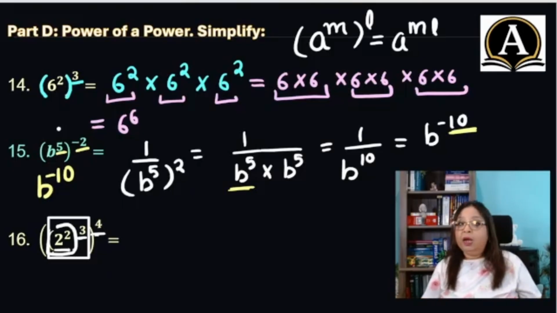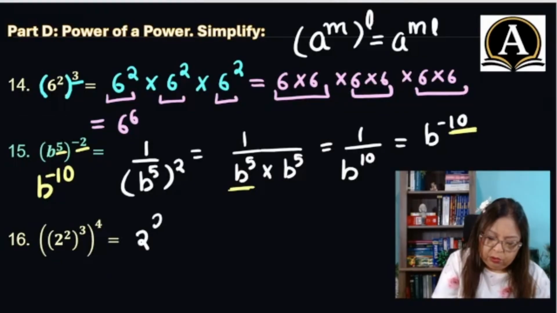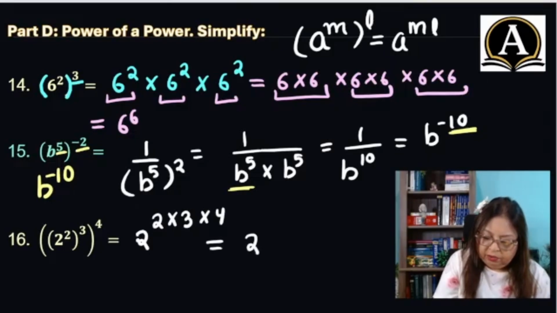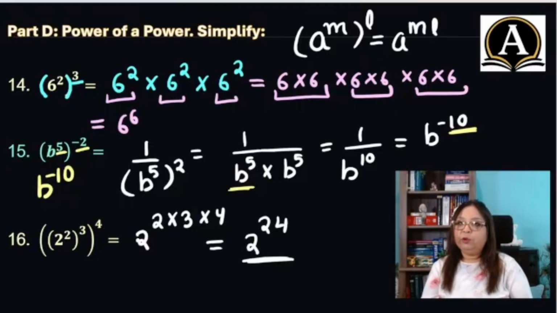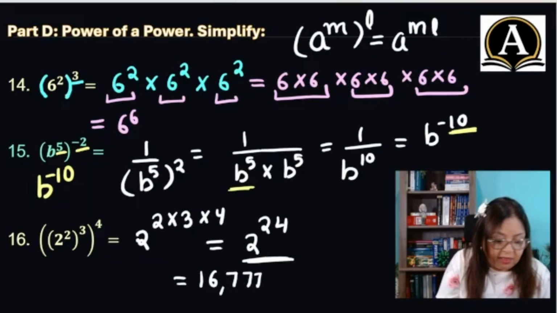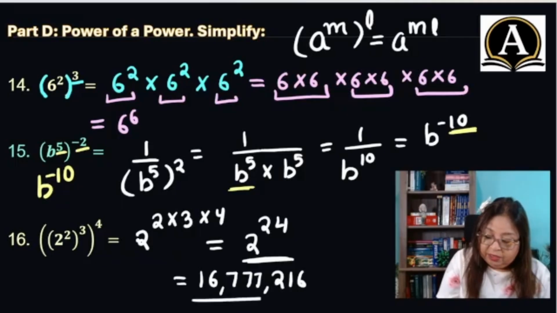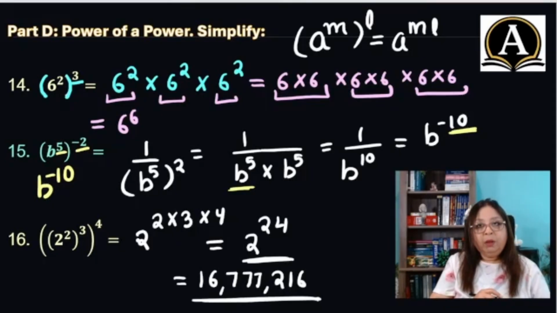Do you want to write it out? I sure don't. So I'm going to simply write it as 2 to the power 2 times 3 times 4. And that is equal to 2 to the power 24. By the way, if you were asked to evaluate 2 to the power 24, what would be your answer? Let's try it. If we were asked to evaluate it, it will be 16,777,216. That is 2 to the power 24. Quite a big number, huh?